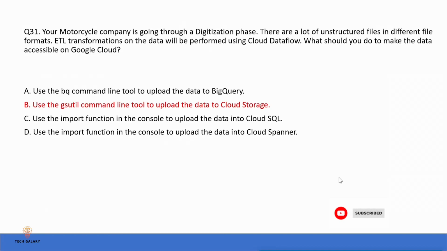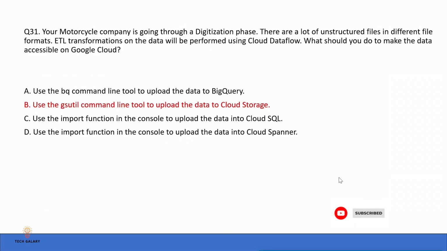Now let's take a look at option D. Use the import function in the console to upload the data into Cloud Spanner. Here, Cloud Spanner can only store structured data. The import function in the console is used for uploading data into Cloud Spanner, which is a globally distributed and strongly consistent relational database service. This Cloud Spanner is not designed for handling unstructured files or performing ETL transformation. So this option is not correct. So the correct option is option B.